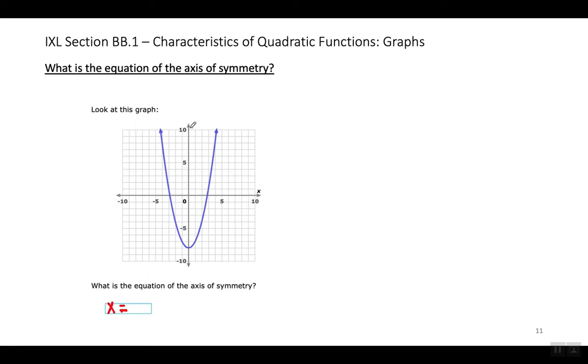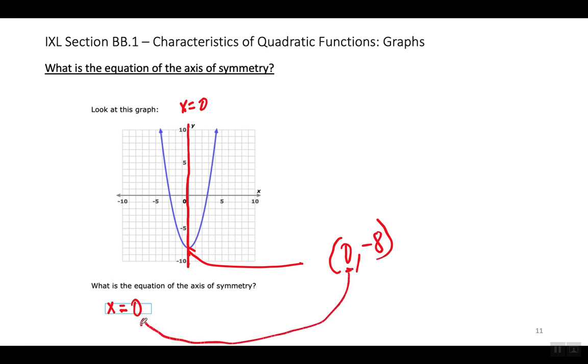All right, so right here, the axis of symmetry is obviously the x-axis. I'm sorry, the y-axis, forgive me. The axis of symmetry is the y-axis, which is x equals 0, because again, the vertex is located at 0, -8. All you're doing is writing the x coordinate of the vertex right there.